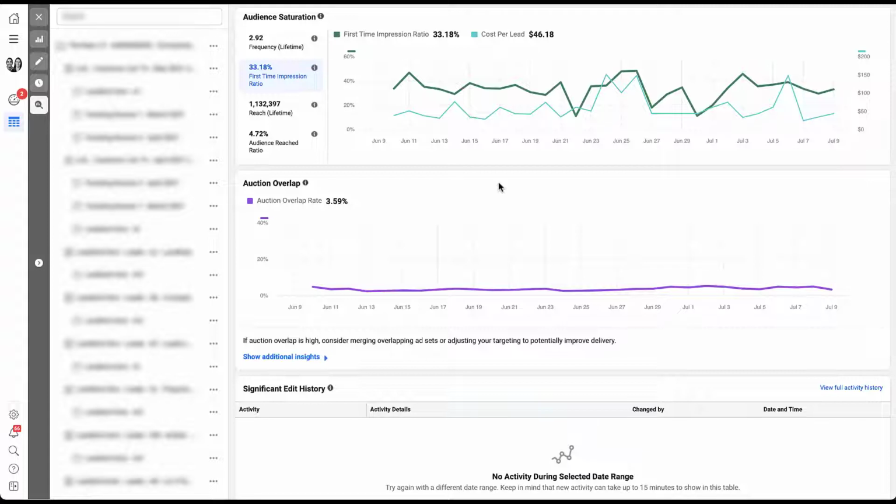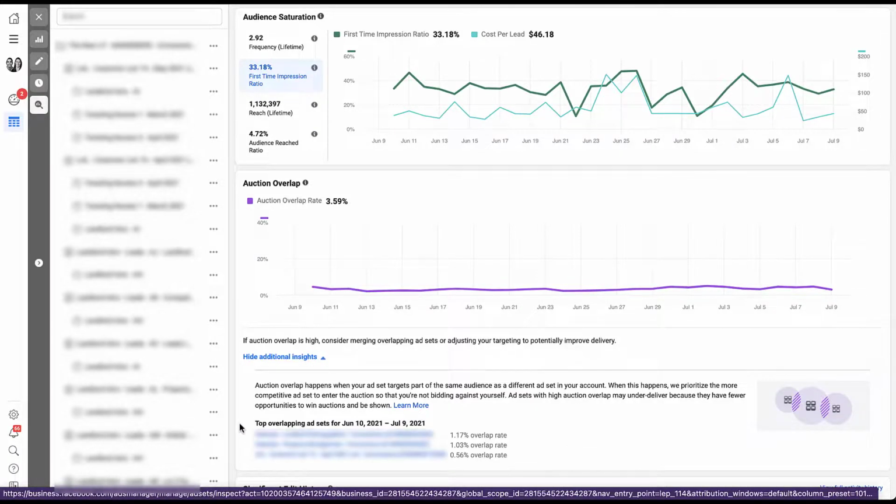When you have auction overlap data, there is an option down here to show additional insights, and down here you can see the top overlapping ad sets for that same period. So there are 3 audiences here. I'm sorry that the names are going to be blurred out, but basically the top one has a 1.17 overlap rate, the second one is 1.03, and the third one is down just over 0.5% overlap rate.